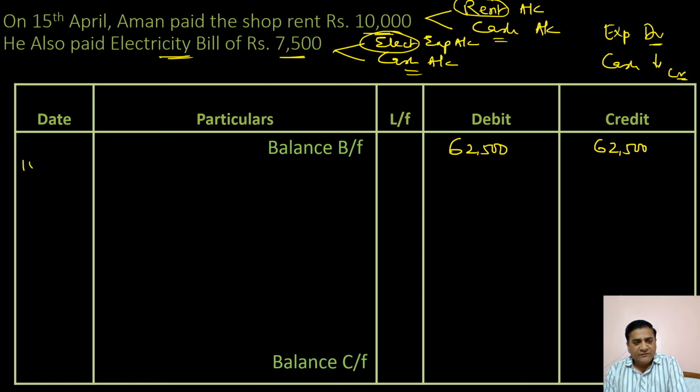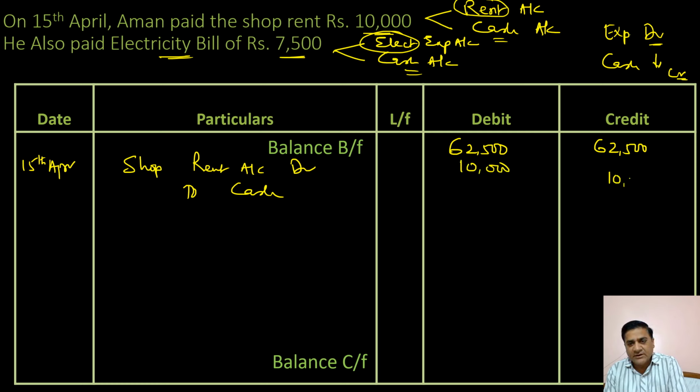I would write on 15th of April, write the date first. Then this transaction, I would say shop rent account debit to cash. How much is this? 10,000 rupees on the debit column and on the credit column. Narration would be being shop rent paid.